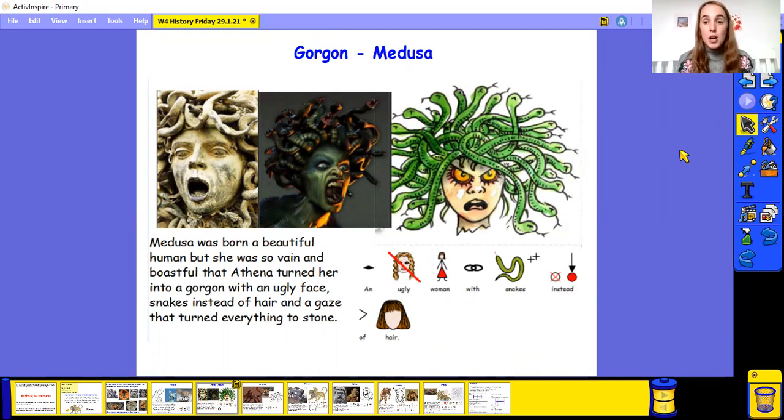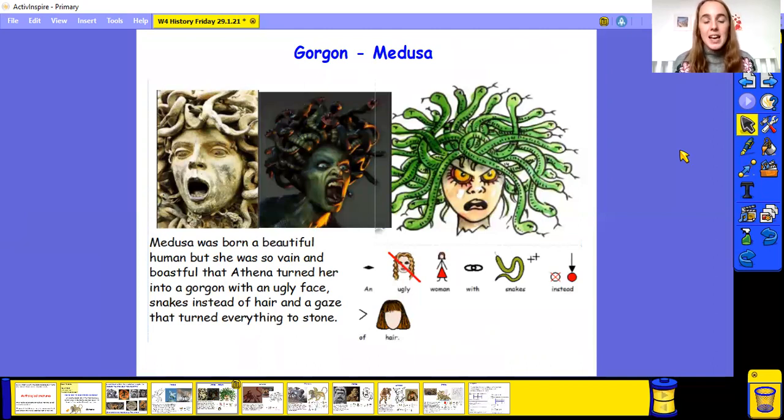Now, Medusa was actually born as a beautiful human. She was a lovely, beautiful human, but she was so vain and boastful. She always looked in the mirror. She thought she was the most beautiful creature in the world, and she boasted about it all the time. Now, Athena got cross with her boasting, so she turned her into a gorgon. So she was born a human and was turned into a gorgon with an ugly face, snakes instead of hair, and a gaze that turned everyone to stone.